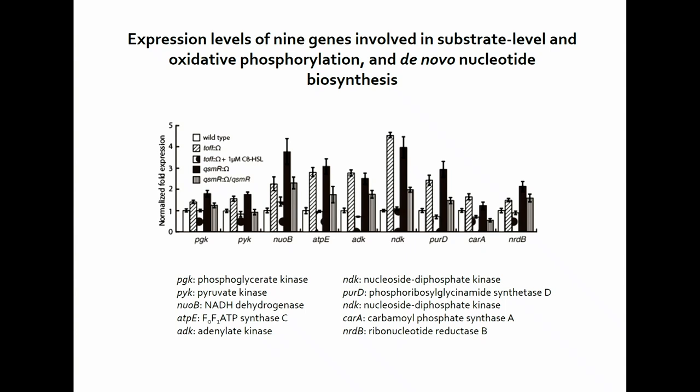So we wanted to confirm other genes that are involved in primary metabolism by qRT-PCR. There are lots of genes, but these are some examples like PGK and PYK, NUOB, and this is ATP synthase and another kinase, NDK, which is nucleoside diphosphate kinase. And in all cases, the levels are elevated in quorum sensing mutants. So there is a higher level of gene expression in the quorum sensing mutant, and it was complemented by adding small quantities of signals to the mutants. So there is downregulation of a whole variety of primary metabolism genes in Burkholderia glumae.